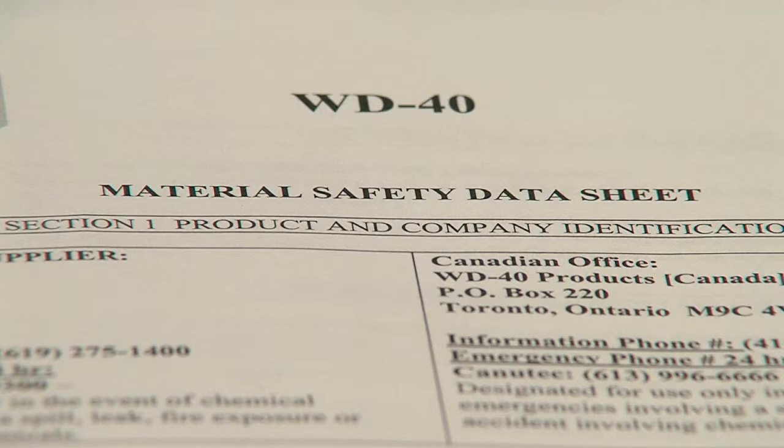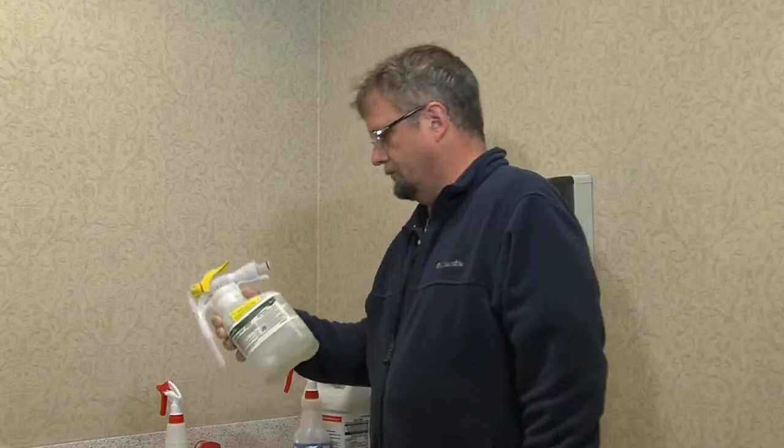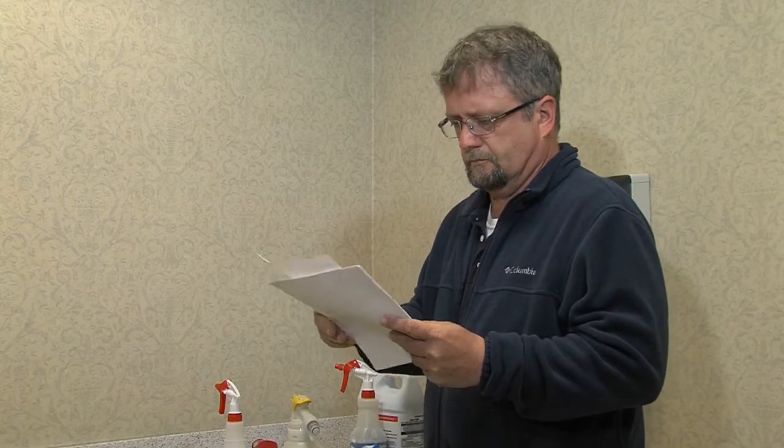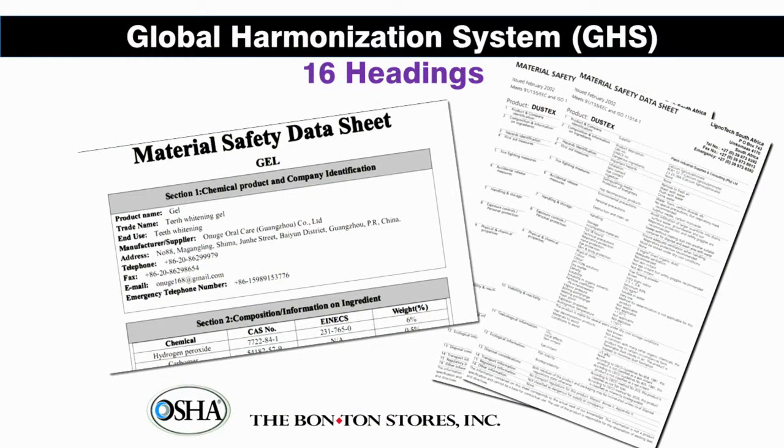Let's start with the safety data sheet, better known as the SDS. These sheets are written by the manufacturer and explain how to use, handle, and store the product safely. They are an excellent source of detailed information about the chemical products. Under the Global Harmonization System, GHS, all SDSs must be uniform and consistent with the same 16 headings, although 12 through 15 are not mandatory.